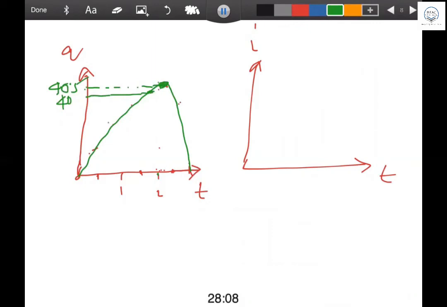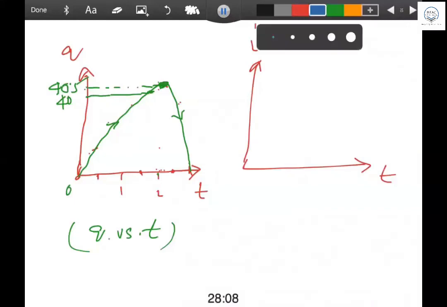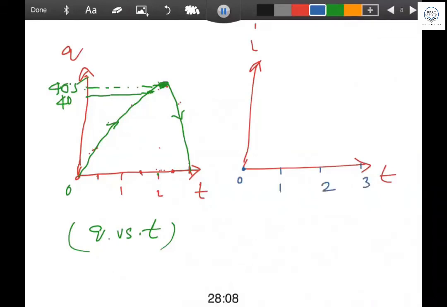The green curve is Q versus T. This is the curve you get, Q versus T. Is it okay? Yes, sir. Good. So this is 0, and then you go for this curve. 1 is here, 2 is here, and 3 is here. So you can see now, your I versus T curve will be this one.